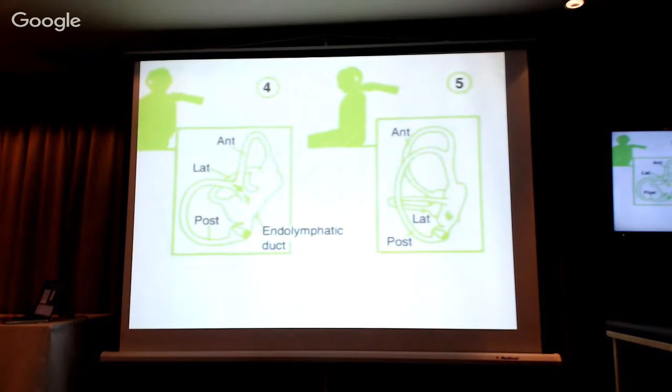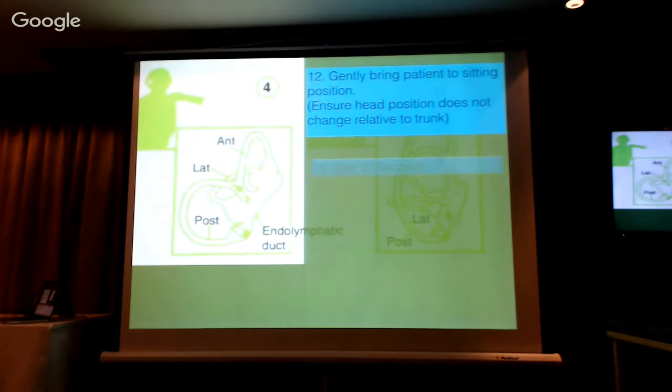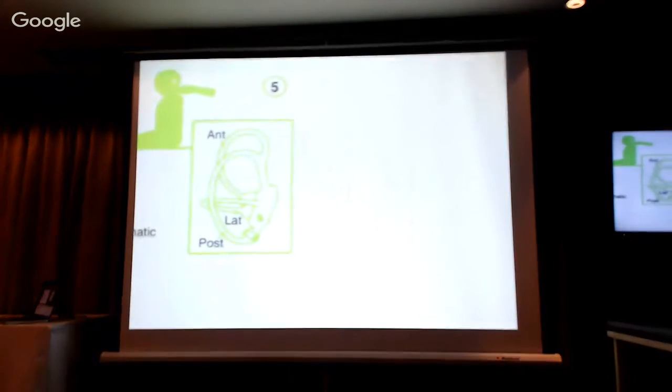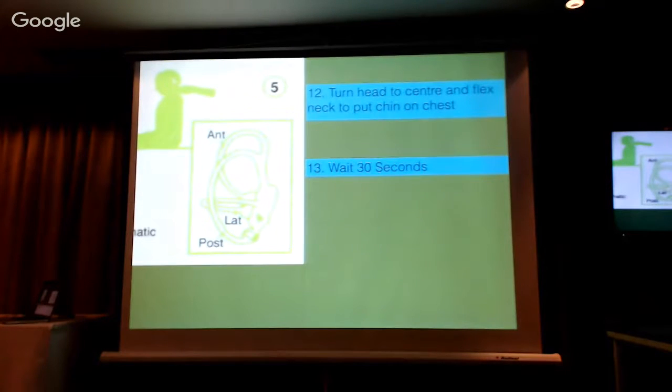Fourthly, we can get the patient up to a seated position without changing the head position. So we tell them, don't move the head, just keep it the way it is relative to the front. And then wait for 30 seconds. And lastly, you can flex the head towards the chest, chin towards the chest, and wait for 30 seconds.